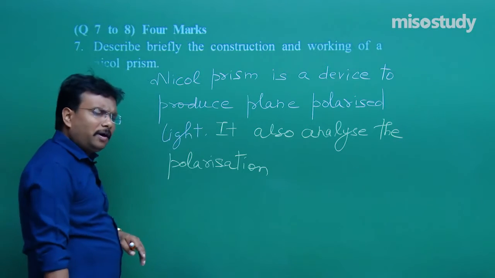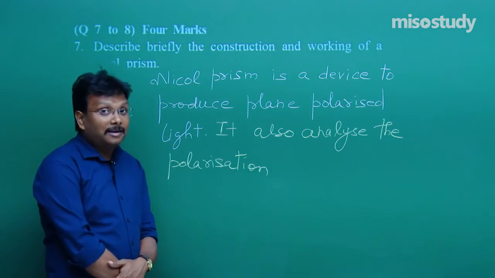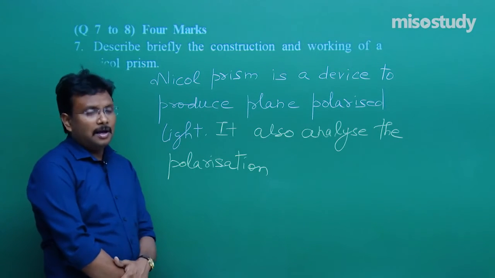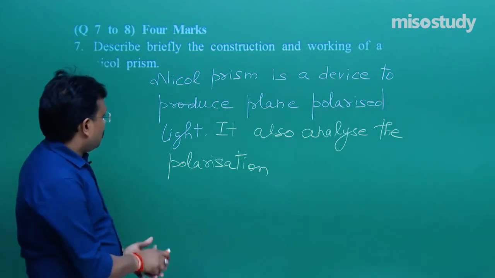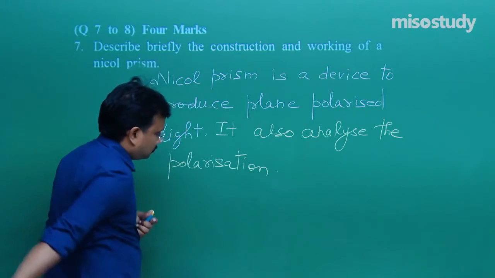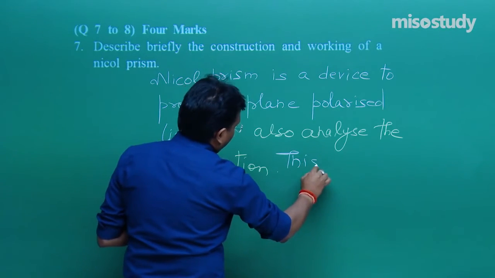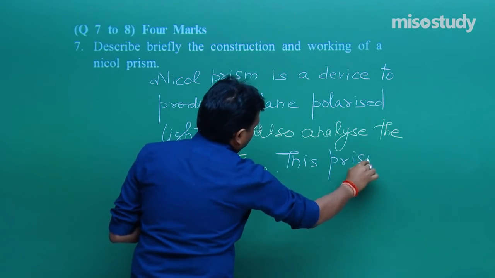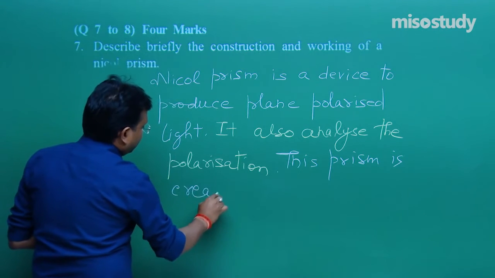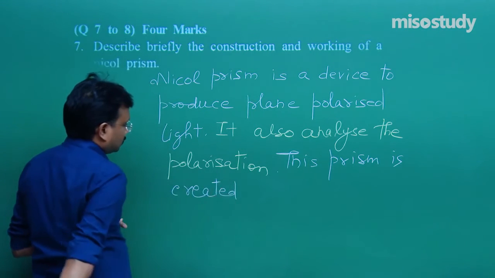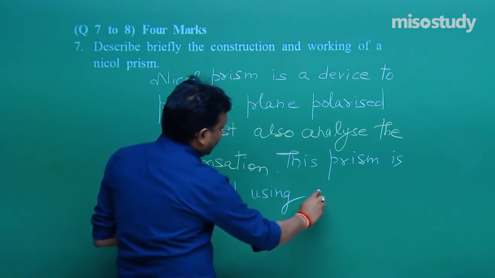Then comes the question, what exactly is this Nicol prism? So a Nicol prism is nothing but a calcite crystal cut at 68 degrees and then joined together with Canada balsam. Fine. So this prism is created using calcite crystal.